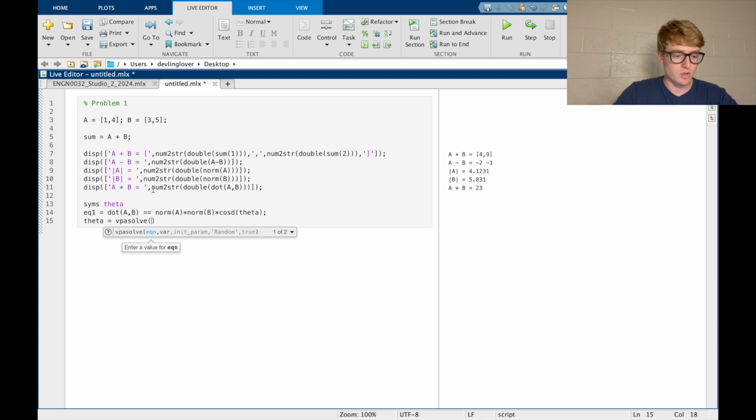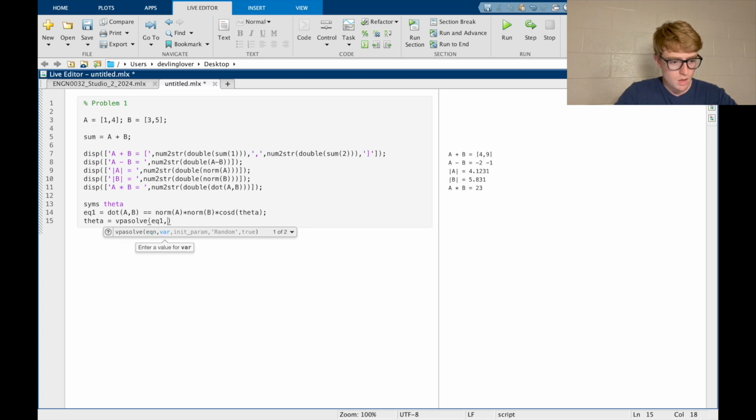So if you had unknowns in this equation, like let's say this was times h, I could write h here, and I could actually solve for theta in terms of h. So MATLAB can do symbolic solving as well. Just use solve instead of VPA solve for that.